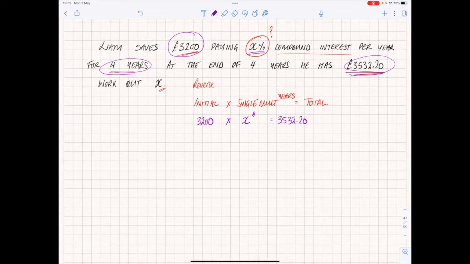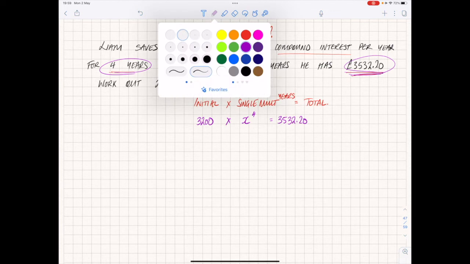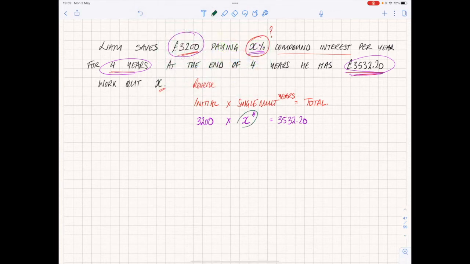So this is what you know. In any question, just ask yourself, what do you know? Now ask yourself, what are you trying to find? Well, I'm trying to find this, but actually I need the X value. So what you do is you reverse the formula. This is times by 3,200, so I take that over there and it now becomes a divide, because I'm trying to get X on its own. So I now have X to the power of 4 is equal to £3,532.20p divided by 3,200, because on this side it was a multiply, because it's multiplied by the X, on that side it becomes a divide.